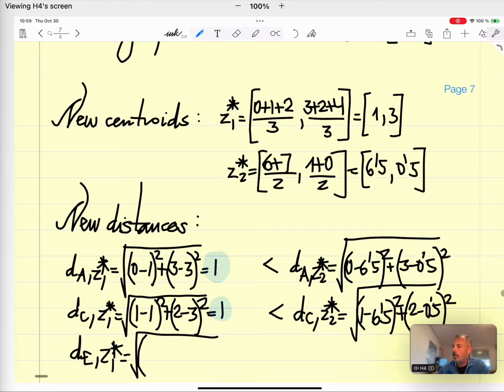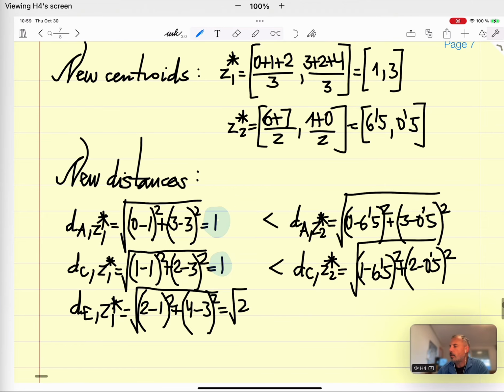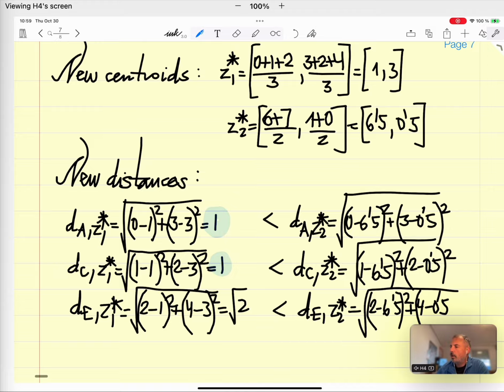We do it: (2 minus 1) squared plus (4 minus 3) squared. This is going to be square root of 2. This is again smaller than the distance between E and Z2, which is way bigger: (2 minus 6.5) squared plus (4 minus 0.5) squared. Okay, so this is again smaller, so we're cool. The first group is confirmed.